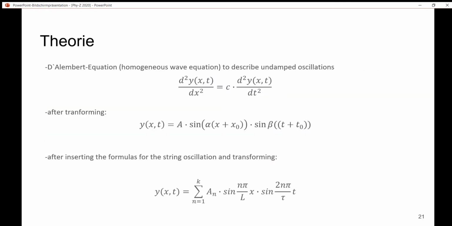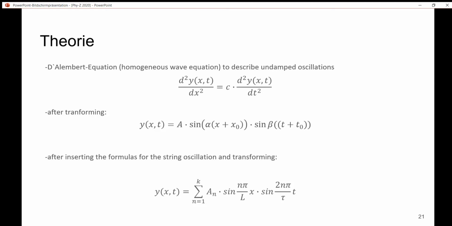Now for the theory, I used the D'Alembert equation, and this equation is a homogeneous wave equation to describe undamped oscillations. Contrary to a guitar string, when you pick a guitar string, it gets damped over time because it loses energy due to friction. In our system, this friction loss is equal to the energy we put in the system while using the electromagnet. So we can describe our motion as an undamped oscillation. So we can use this equation.